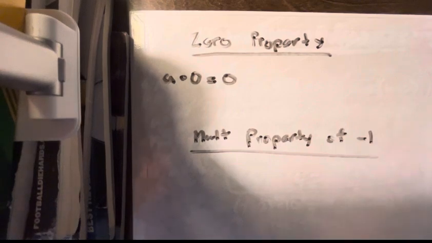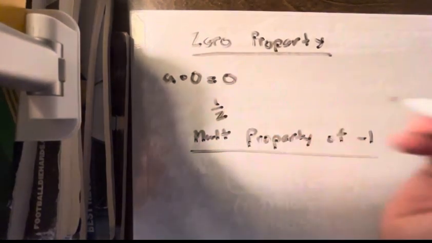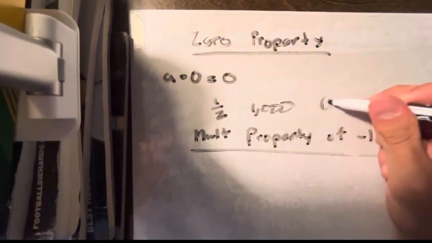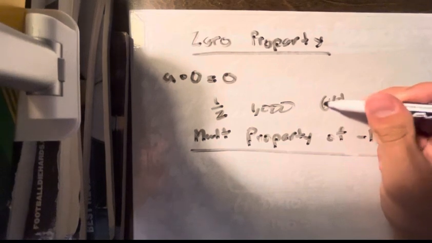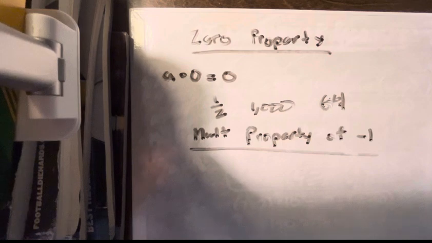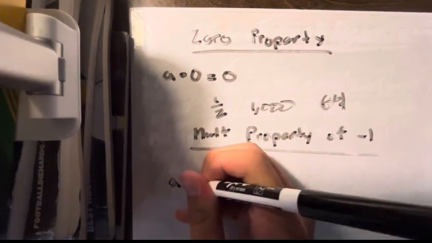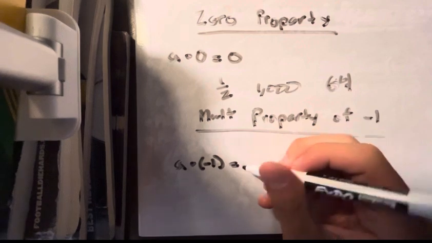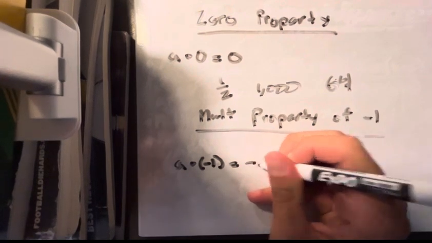So plug in 1/2, plug in 1,000, plug in 64. Every single value plugged in for A in this scenario is going to give you 0. So you multiply anything by 0, it's going to give you 0. That's the 0 property of multiplication. Now we have the multiplication property of -1. So as you may expect, it's exact same thing. A times -1 is going to get you the negative A.